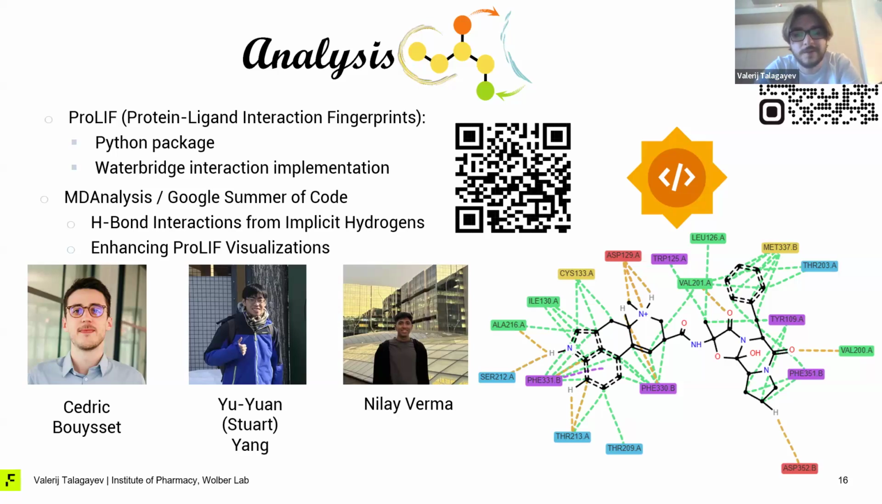And here are two projects that I would quickly highlight because I also mentor them. Those being the projects from Stuart Young and Neil Wimmer, and they are both ProLIF connected, so both of these projects contribute to ProLIF. The first one from Stuart is the H-bond interactions from implicit hydrogens. And the second from Neil is the enhancement of the ProLIF visualization, so that you can see on the lower right part how the visualization looks currently, and the idea is to optimize it so that it's better from the visualization point. These are the projects that I currently mentor with Cedric, who is the main creator and maintainer of ProLIF.